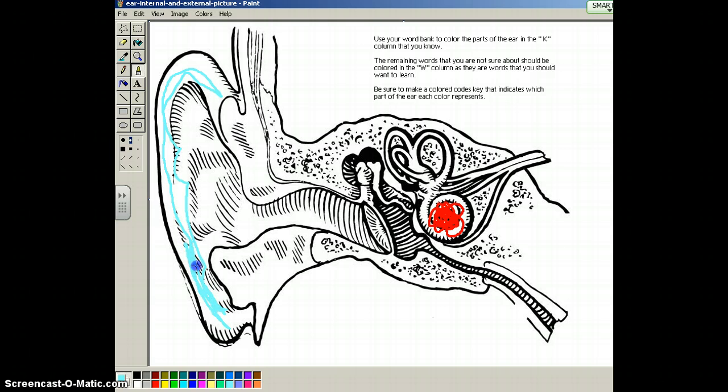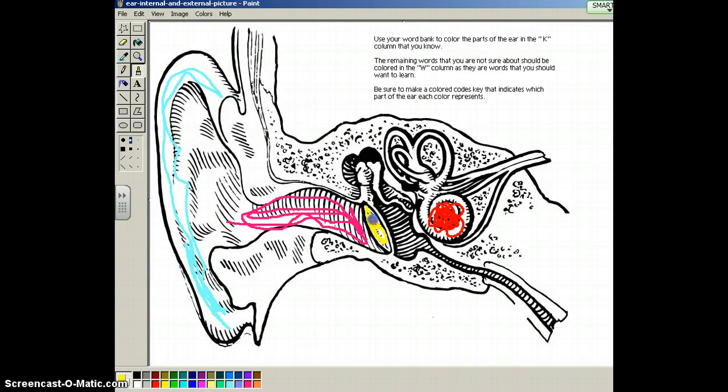After the sound is collected in the pinna, it goes through to the ear canal, which is this little canal right here that I'm coloring in pink. Once it goes through the ear canal, the vibrations begin to make the tympanic membrane vibrate, which is also called the eardrum. And that is this piece of skin right here that I'm coloring in yellow. That is the tympanic membrane, the eardrum.